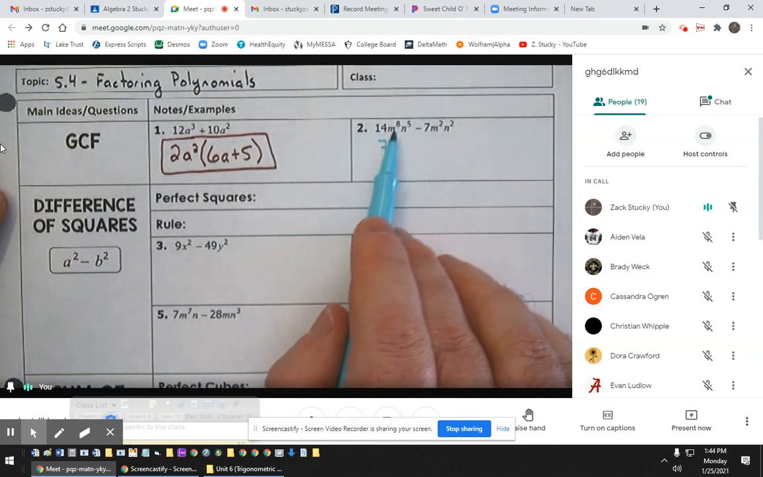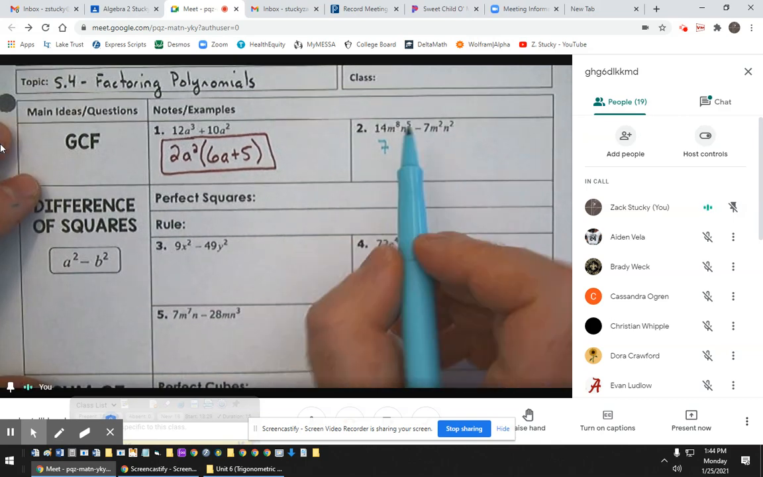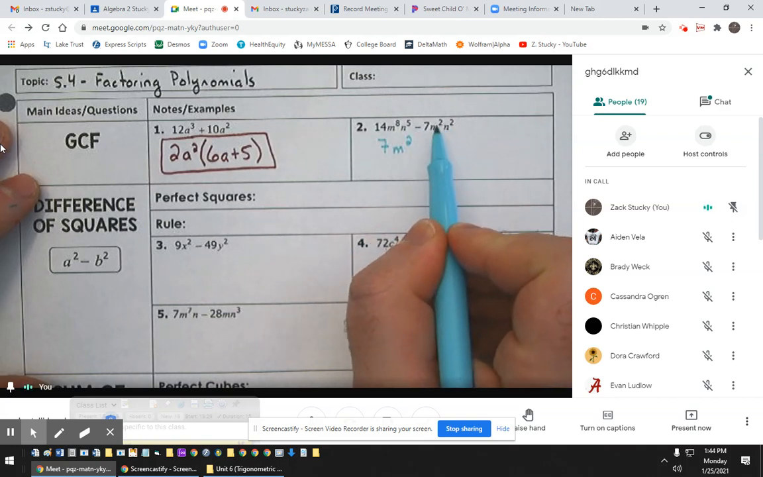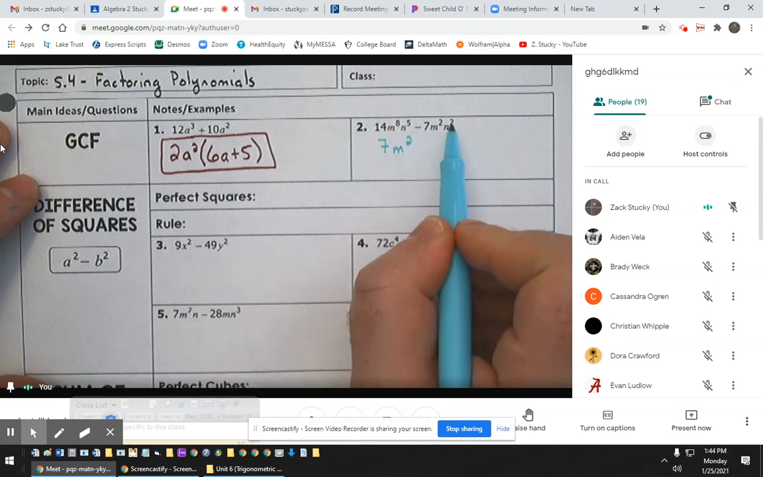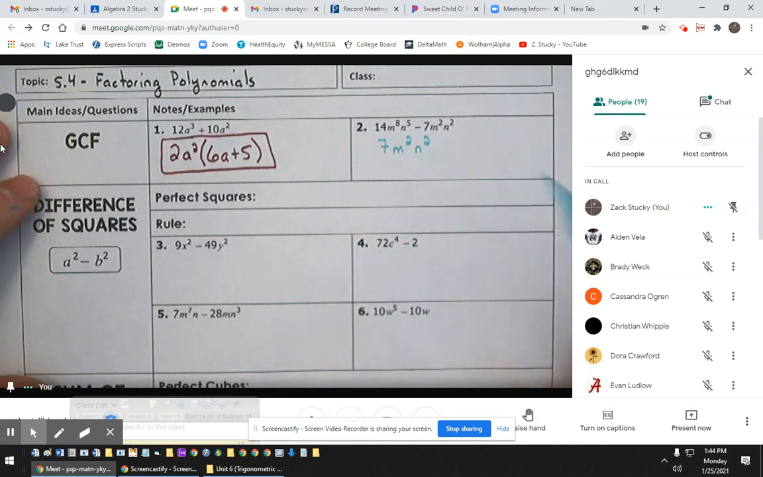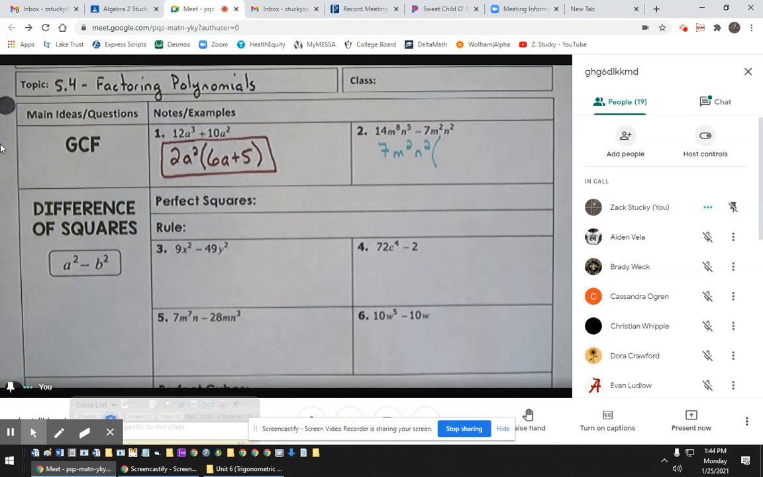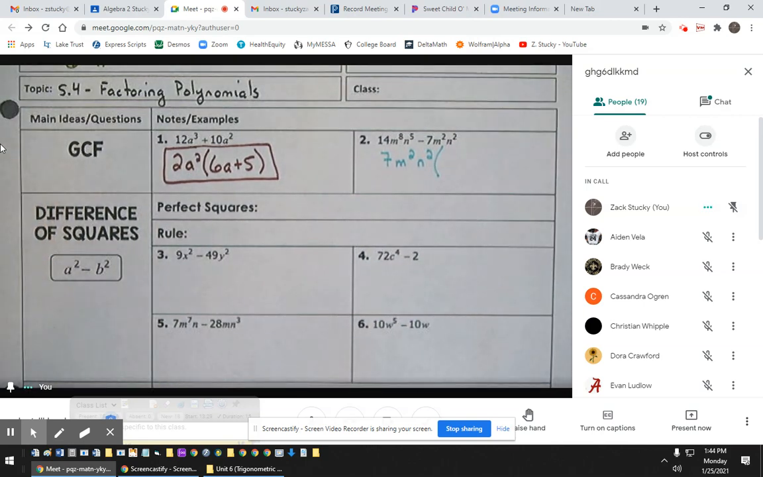Then I look at the M's. What's the most number of M's that we could pull out? 2. There's 8 here, but there's only 2 here. So the most I could grab is 2. There's 5 N's. There's 2 N's. So the most I can grab is 2. Now, that's what I've factored out. That's the GCF. You guys take a second and try to build back what would have to be in the parentheses to build back what I had before.